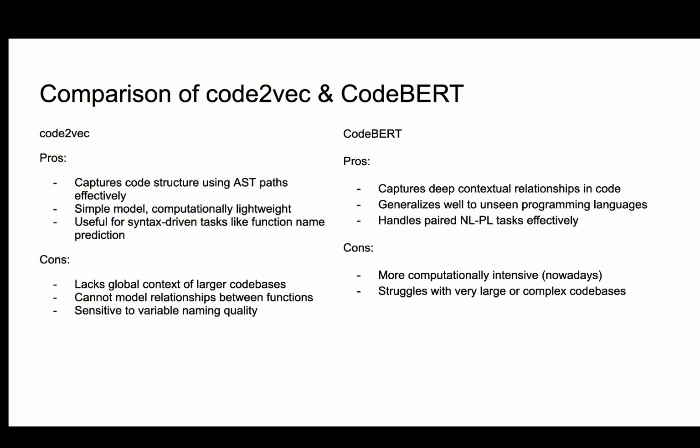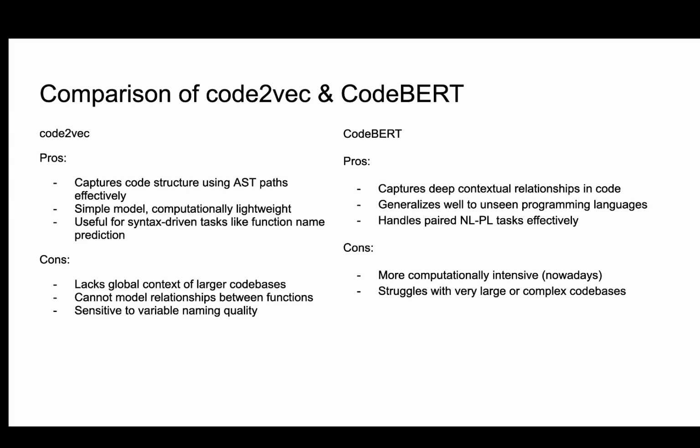Code2vec and CodeBERT comparison. Code2vec captures code structure using AST paths, and it's a really simple, lightweight model. It's useful for syntax-driven tasks such as function name prediction and code property prediction. For its cons, it's sensitive to variable naming, lacks global context for larger codebases, and cannot model the relationship between functions really well.